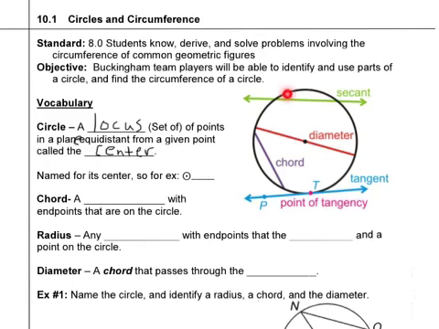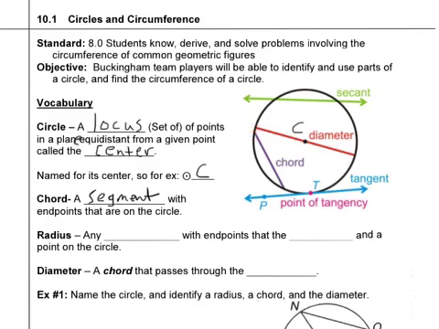Okay, so here's your group of points, and they all are the same distance from this center. And if I was to call this center C, that point C, I would name this for its center. I would call it circle C, just like that. A chord is a segment with endpoints that are on the circle. So you can see here's a chord right here, and it has an endpoint there and an endpoint there on the circle.